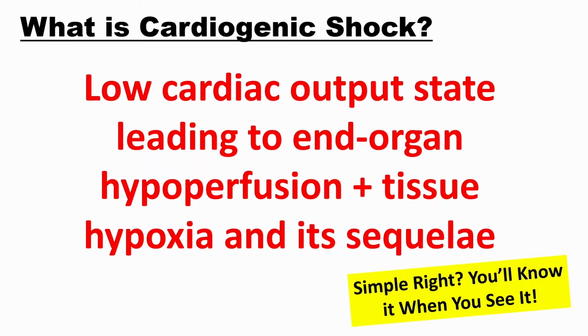So I'm a simple guy. I like to present things quite simply, and this is how I'd really like for us to understand cardiogenic shock and like to be able to manage it, right? Cardiogenic shock is simple. It's a low cardiac output state leading to end organ hypoperfusion, tissue hypoxemia, and its sequelae. And it should be simple, right? You'll know it when you see it.